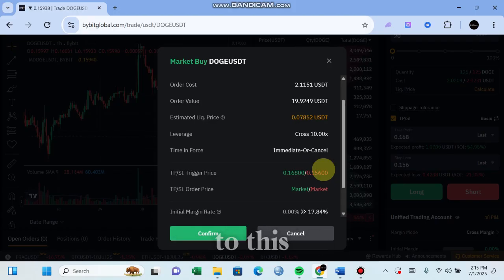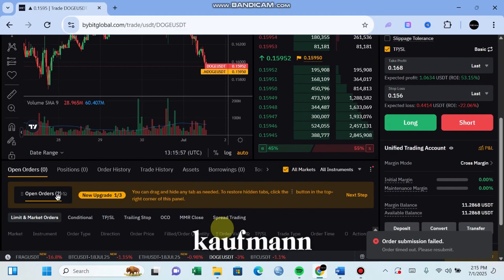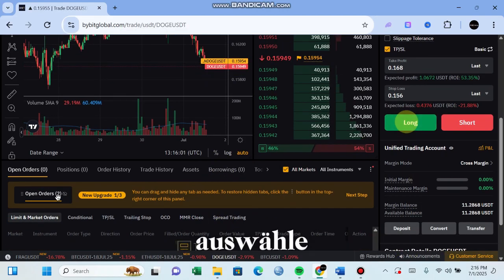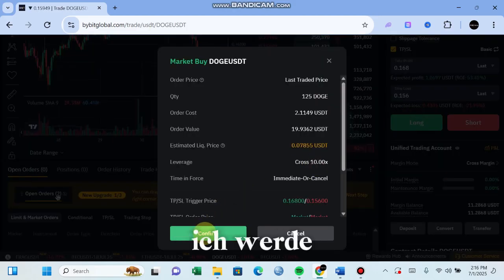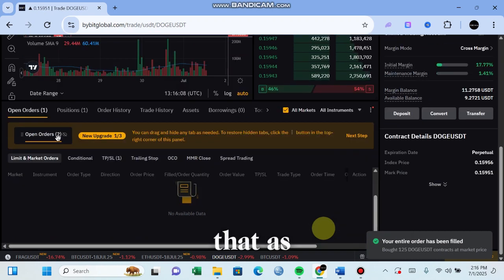So when you're going into this trade, if you are longing, ensure that your stop loss is higher than your liquidation price, you get. So after this, tap on confirm. Click on confirm, you can see it actually failed because I think it timed out, so it took time for me to submit it. I'm going to tap on confirm again. So as you can see, that has been placed.